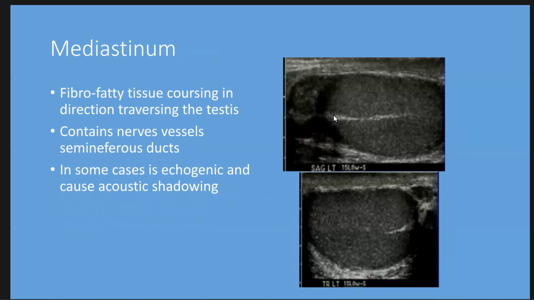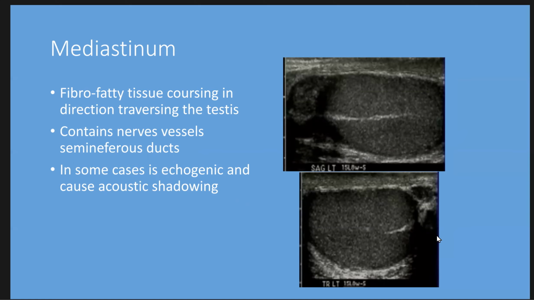Mediastinum is a fibrofatty tissue traversing the testis, containing nerves, vessels and seminiferous ducts. In some cases, it is echogenic with some acoustic shadow.